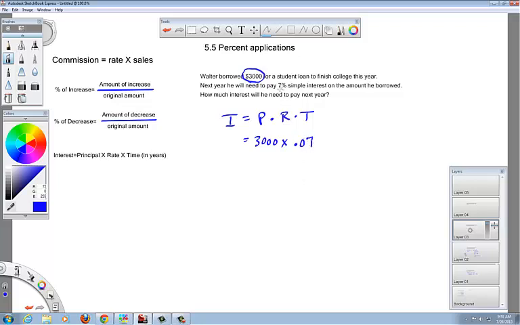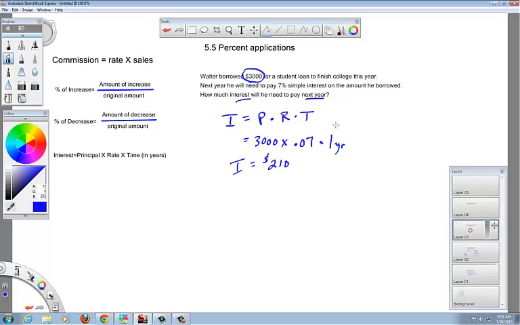We're just going to skip that step and change 7% to a decimal. You should be getting comfortable with that. And then you have to figure out what the time period is. It says how much interest will he need to pay next year. Next year sounds like 1 year to me. So you would multiply this left to right straight across: 3,000 times 0.07 times 1. And when you do that, you're going to get $210. And that's the interest that he's going to need to pay.